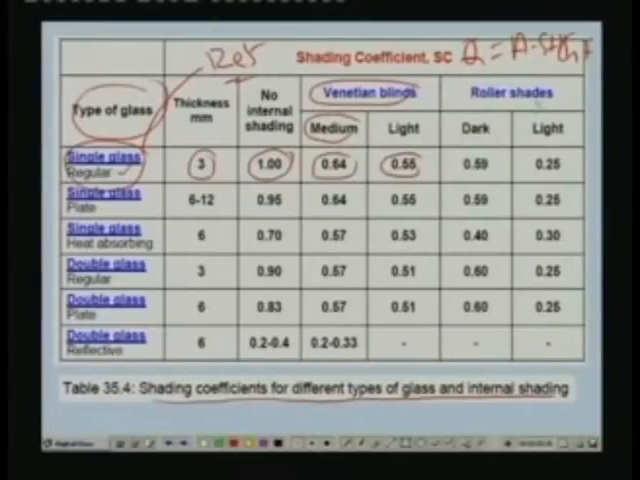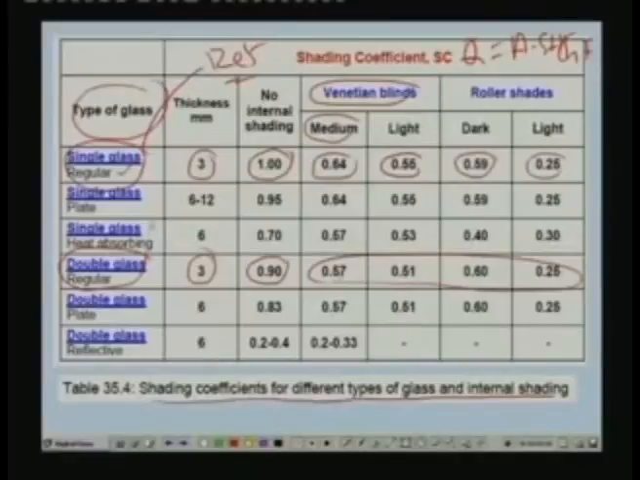If you are using roller shades, for dark roller shades the shading coefficient is 0.59. If it is a light roller shade, it is 0.25. This is for the single glass. Similarly for different types of glass, for example a regular double glass of 3 mm thickness, without internal shading the shading coefficient is 0.9, whereas for the single glass it is 1, and with the internal shading these are the values.